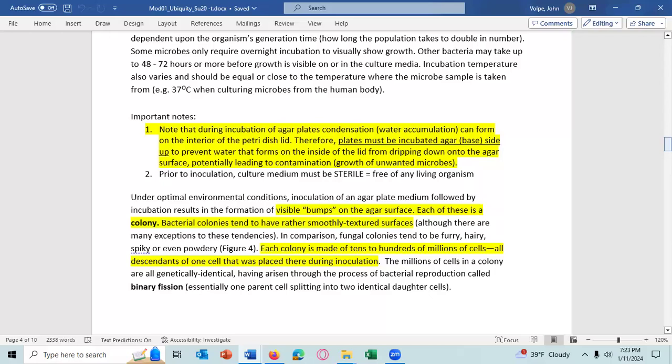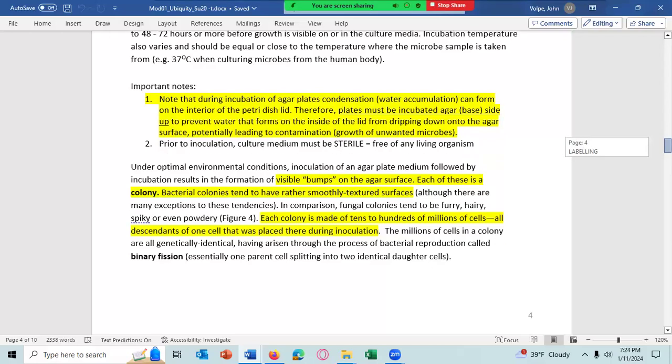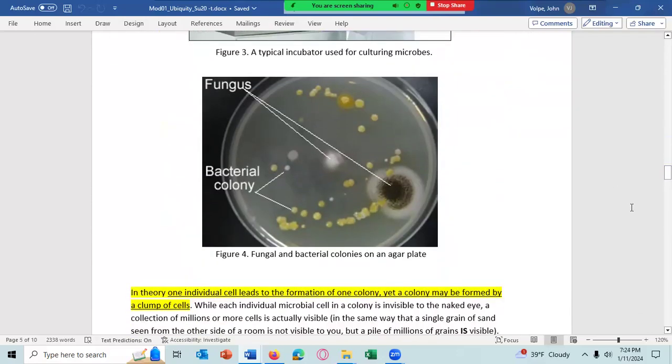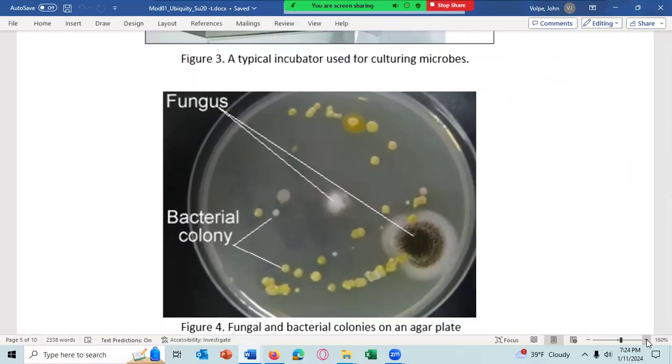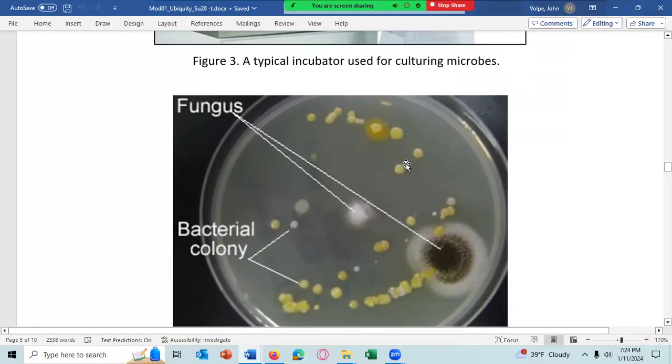All right. So when you get your plate out of the incubator, you may see bumps on the agar surface. Each of these bumps is a colony. Bacteria colonies tend to be smooth and regular. Regular colonies like that, that's a bacterial colony, very distinct edge, very smooth. And the fungal colonies are not regular on their edge, and they're not distinct, and they're not really smooth either.